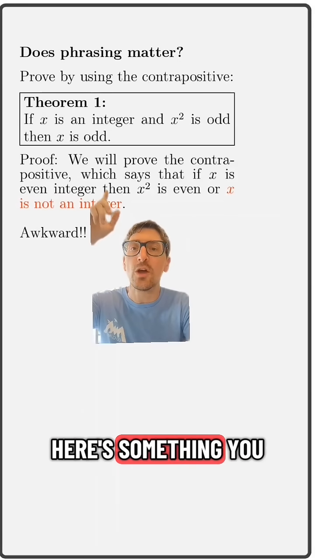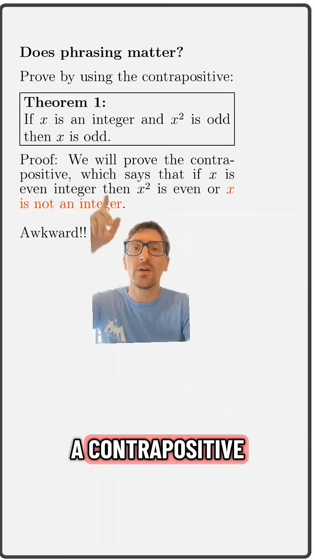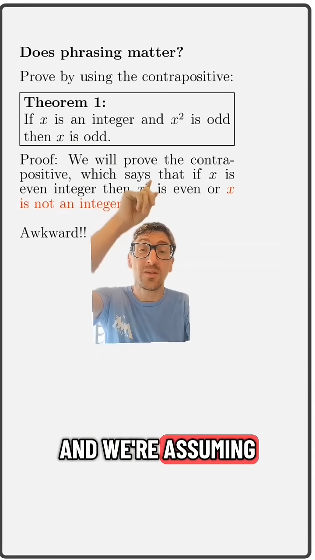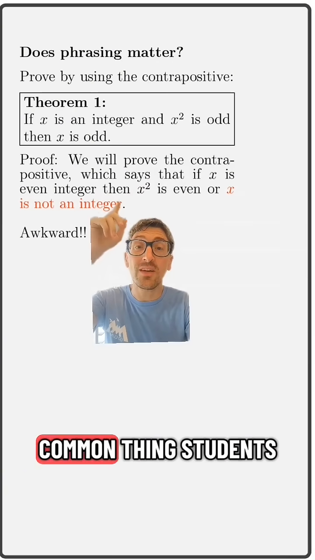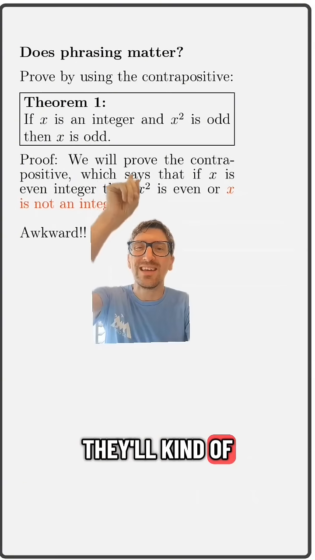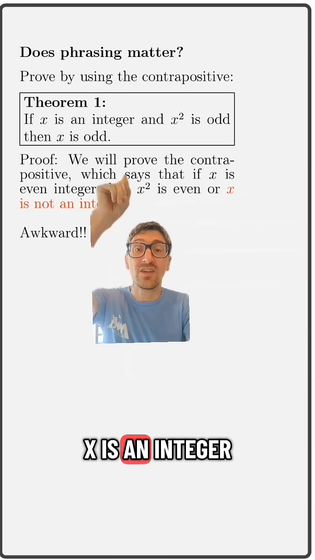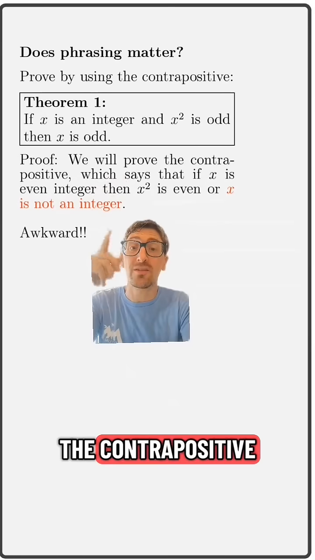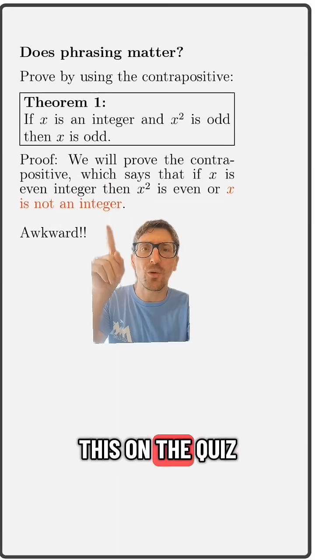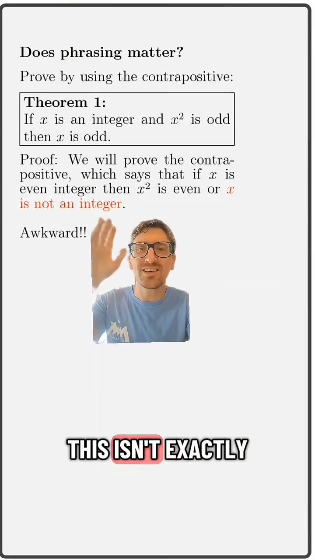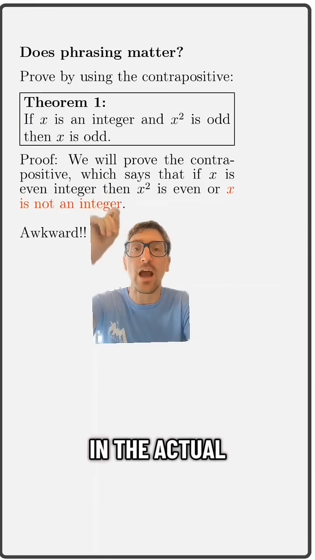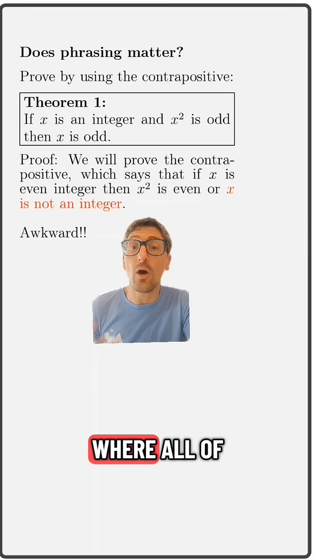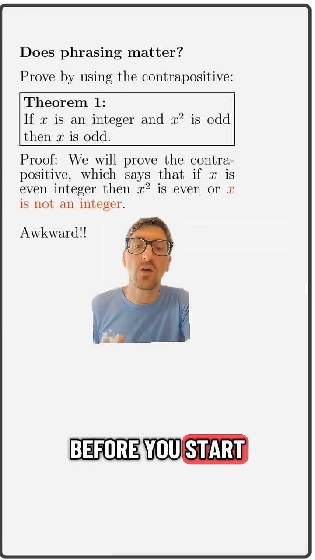Things get even more complicated if we have an indirect proof. So for instance, here's something you might prove with a contrapositive. And so we have an integer, and we're assuming that the square is odd, and we want to show the original integer had to be odd. A common thing students will do is they'll end up negating the fact that x is an integer as part of the contrapositive. And so I'll see things like this on a quiz, like x is not an integer. This isn't exactly wrong, but the issue is that they haven't quantified the x in the actual proof, right? You should say where all of your variables live before you start talking about them.